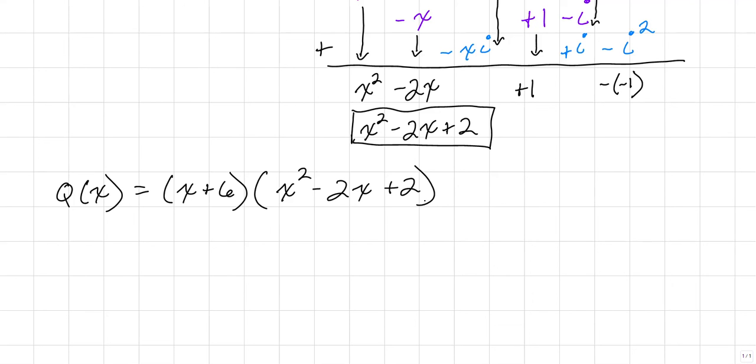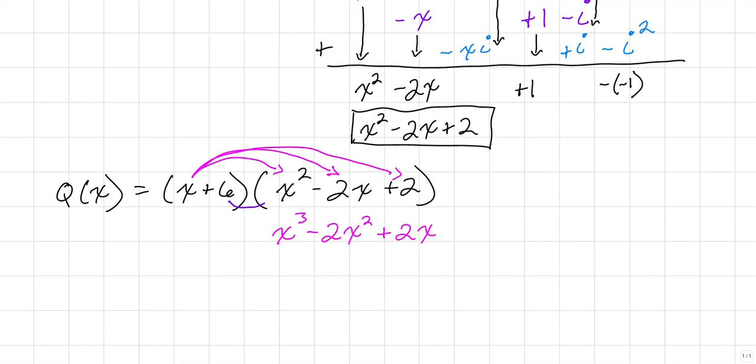And I'm going to use the distributive property here also. We'll go ahead and say x times x squared, x times negative 2x, and x times 2. That gives me x cubed minus 2x squared plus 2x. Then we take the 6 and multiply it by x squared, by negative 2x, and by 2. So 6 times x squared is 6x squared. 6 times negative 2x is negative 12x. And 6 times 2 is a positive 12.